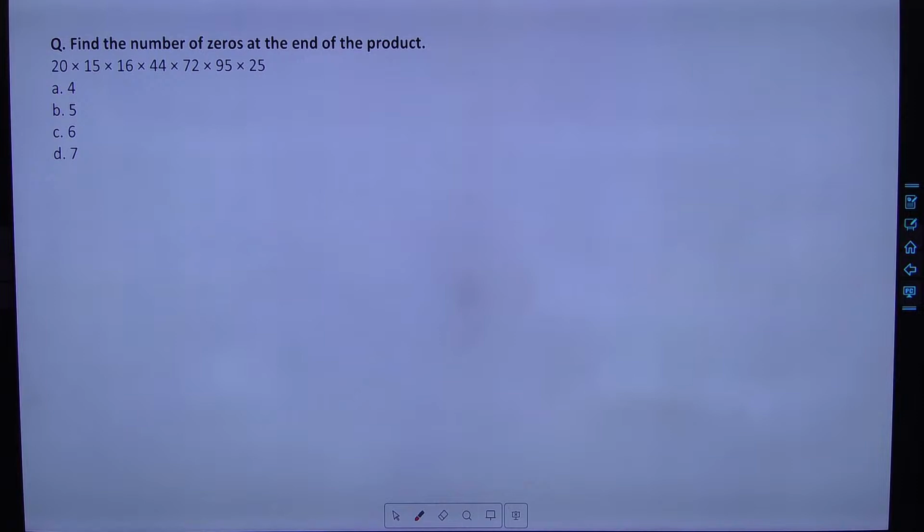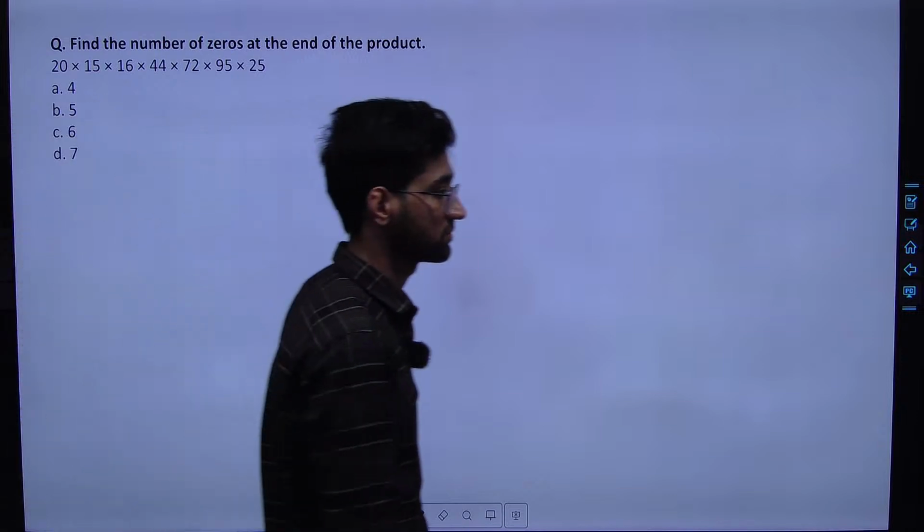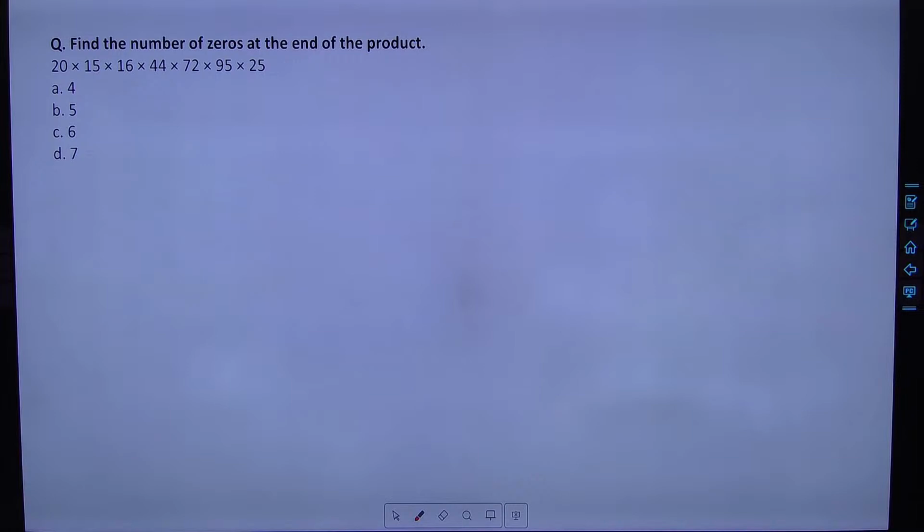What is the answer? 5. Okay. What is everyone's answer? Okay.